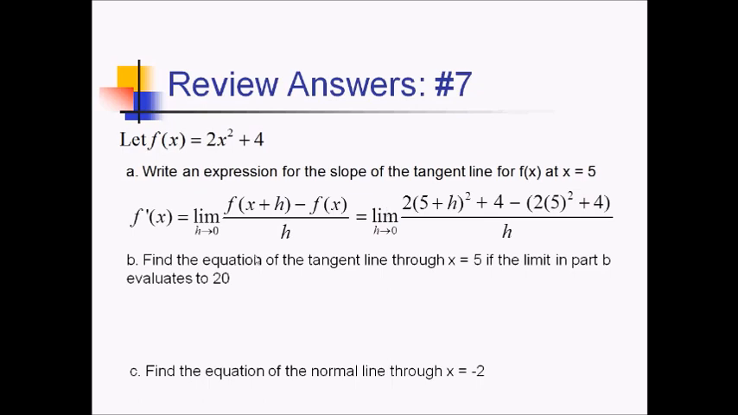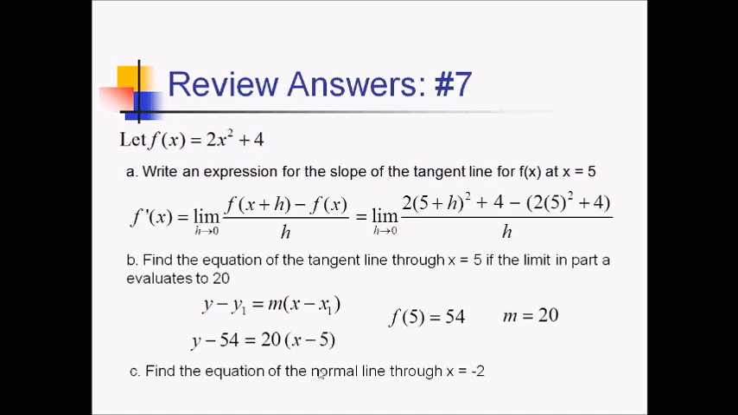Now, for the next part of the question, they want us to find the equation of the tangent line through x equals 5 if the limit in this part here, part A, evaluates to 20. So for this, we're going to use point slope, y minus y1 equals m times x minus x1. We'll start with the point here. We have the x value 5. Plugging that into the function for a y value, we've got 2 times 25 plus 4, so 54. And then we also have the slope that they just gave us of 20. So plugging all that in, we've got y minus 54 equals 20 times x minus 5.